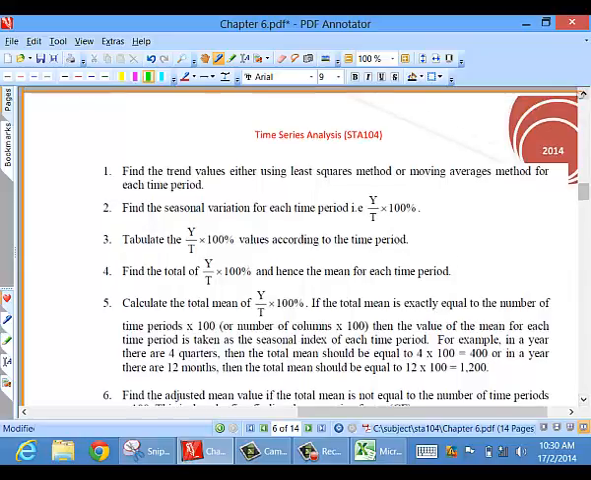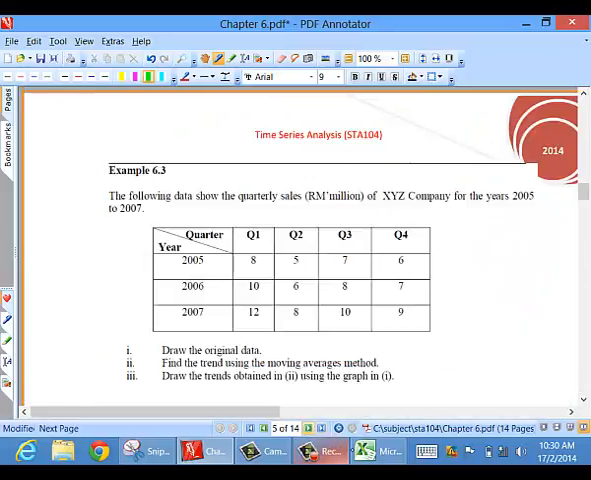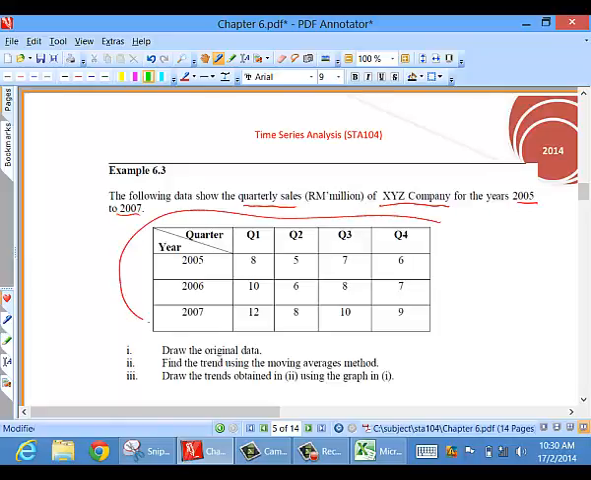Now, can you follow? So let's look at example number 6.3. Example number 6.3, the data shows the quarterly sales in millions of XYZ company for year 2005 until year 2007. So you are given this data in wide format.